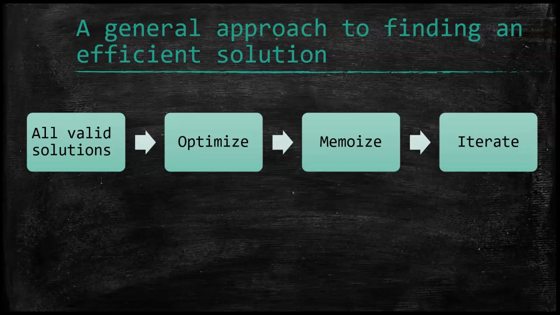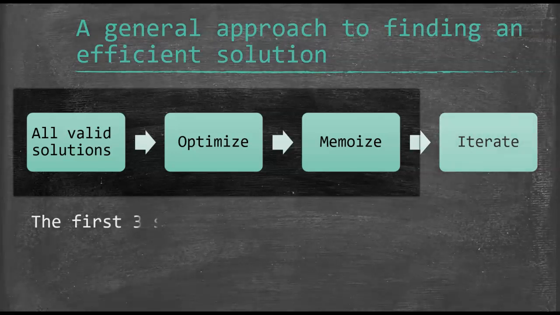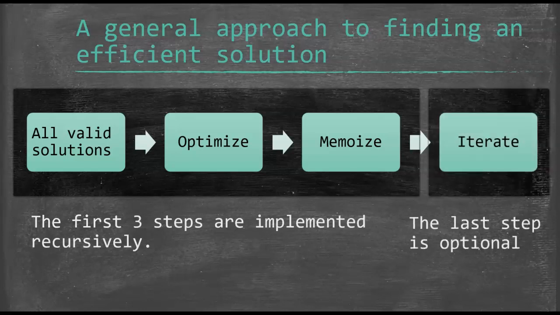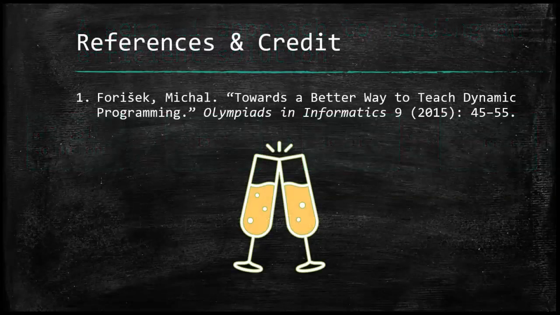Now you know how to find an efficient solution to any dynamic programming problem. Starting from the top, you build a correct recursive solution. Then you optionally convert your algorithm to an iterative bottom-up implementation. L'chaim! Cheers!